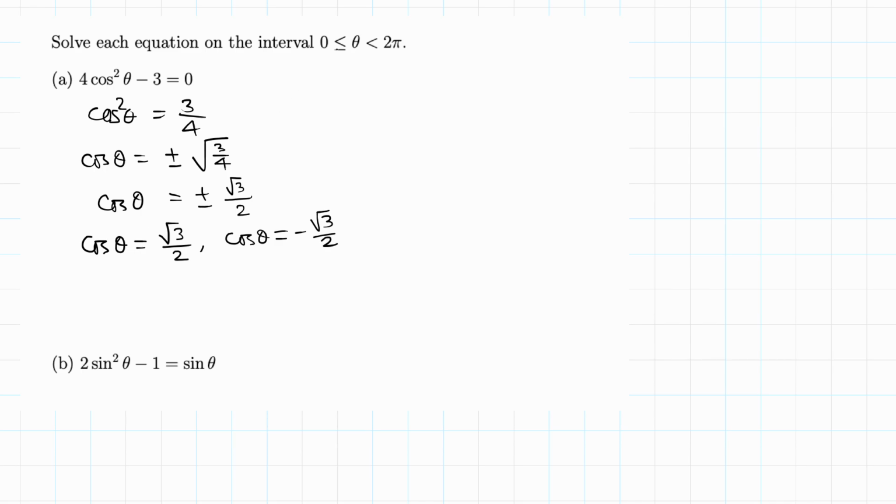So in this 0 to 2 pi, that means 4 quadrants. We know ASTC: all positive, sine positive, tangent positive, cosine positive. Sine means cosecant is already included, tangent means cotangent, cosine means secant as well. So cosine theta equals root 3 over 2, a positive value, so cosine positive will be here and here. Cosine theta equals a negative value means here and here. So essentially we have all 4 quadrants covered for theta.